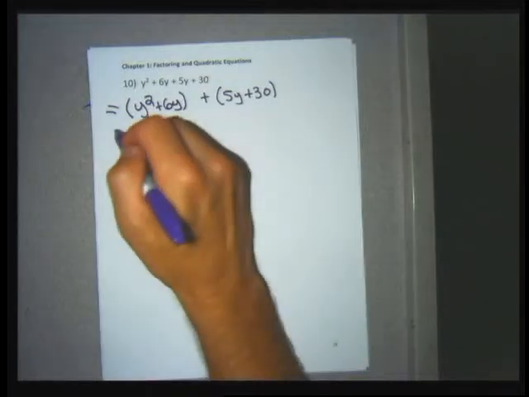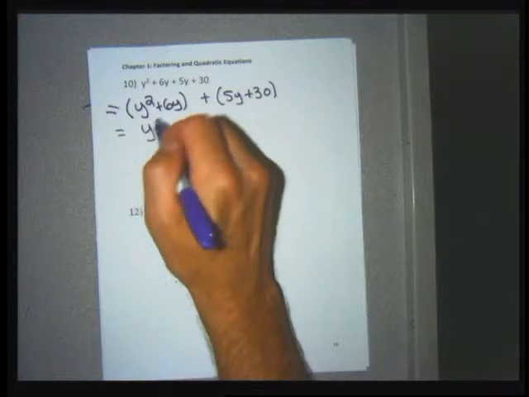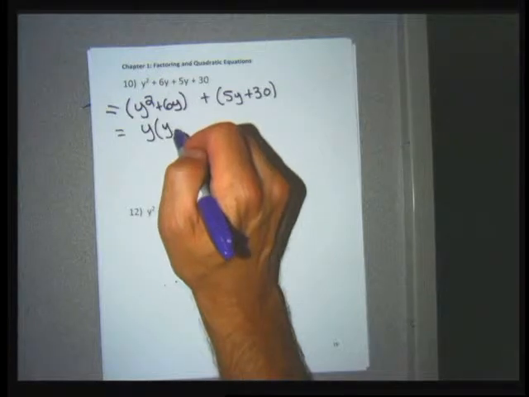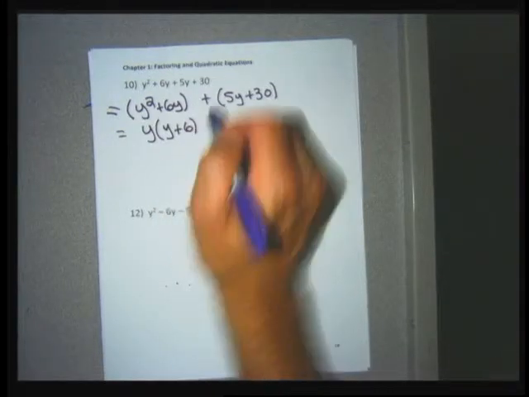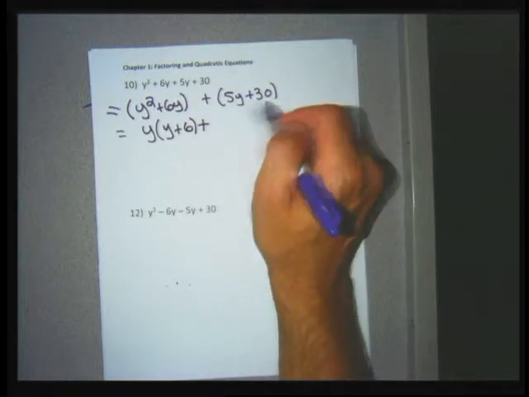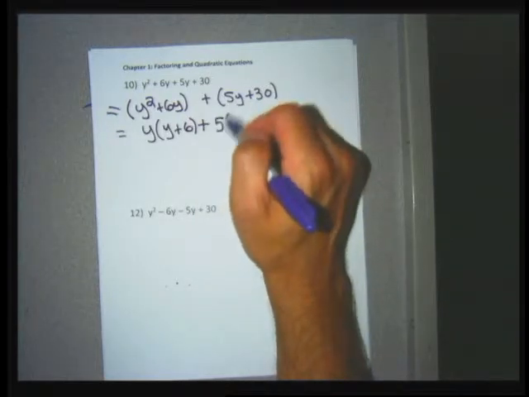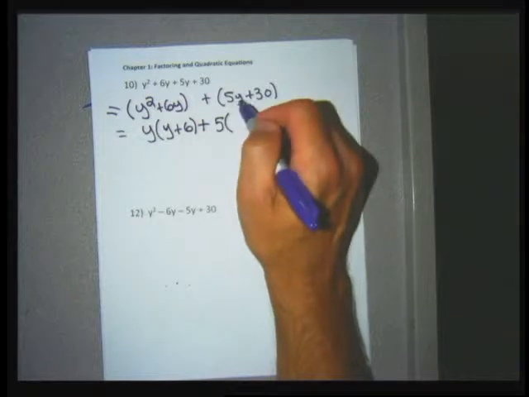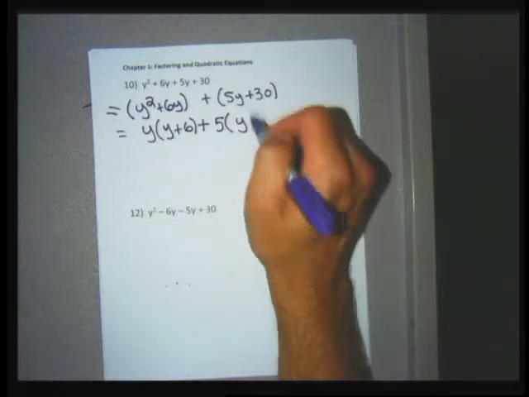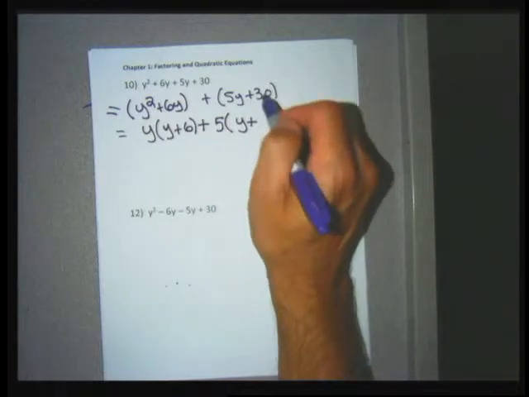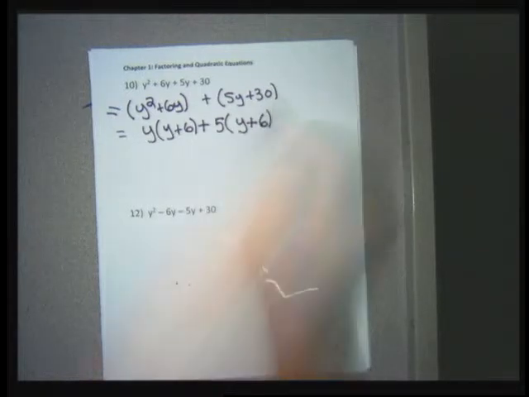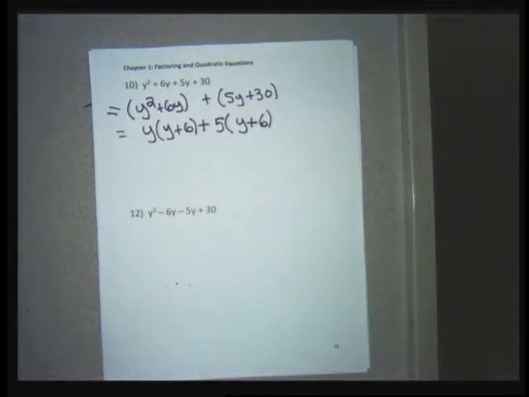First parentheses is a common factor of a y. When I take 1y away from the y squared, I'm left with 1y. When I take 1y away from the plus 6y, I'm left with a plus 6. I bring this plus sign down. Second group, there's a common factor of a 5. I write a 5 in front of a parentheses. From the 5y, when I factor out a 5, I have to divide by 5. The 5's cancel, I'm left with a y. Bring the plus sign down. 30, when you factor out a 5, you have to divide by 5, and 30 divided by 5 is 6. So I get 2 identical parentheses like I need to.